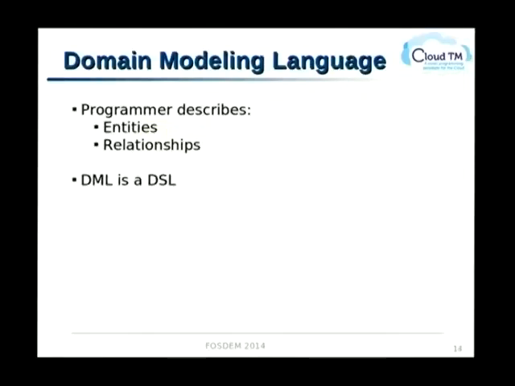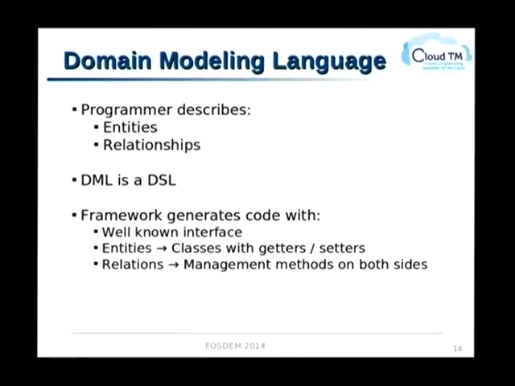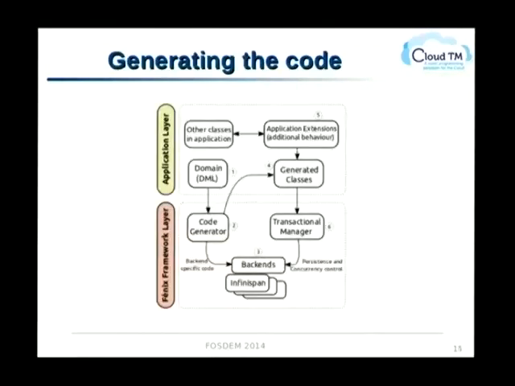And so, as I told you, it's a DSL, and basically the framework that we have will then use this DSL to generate code. And it will generate code with a well-known interface. And this will basically boil down to mapping the entities to classes, with getters and setters hiding all those things that I talked to you about, and then making the relations automatically managed in a bidirectional manner.